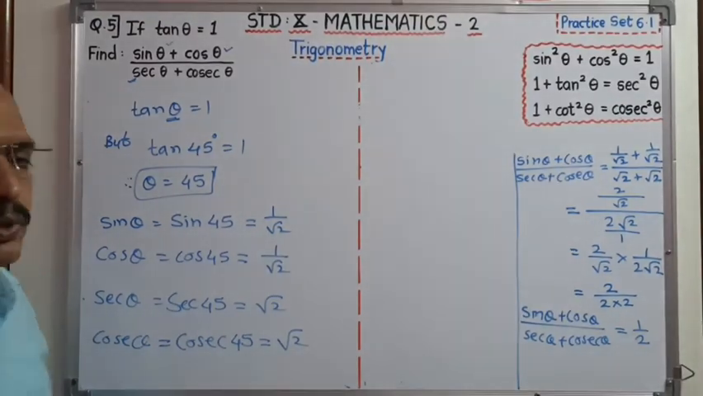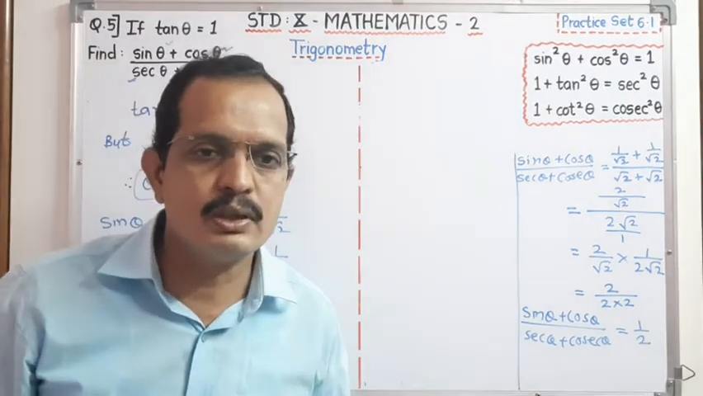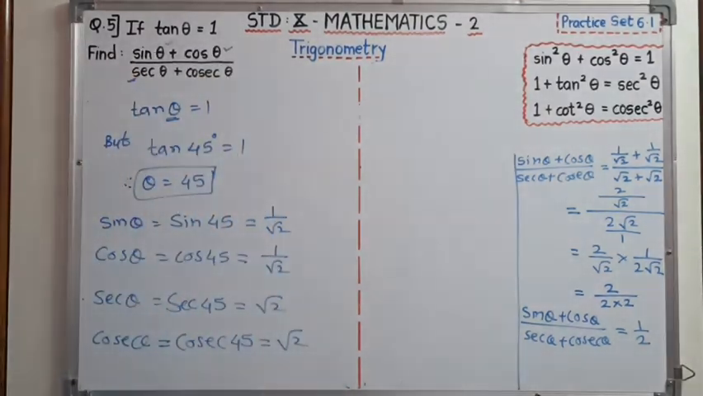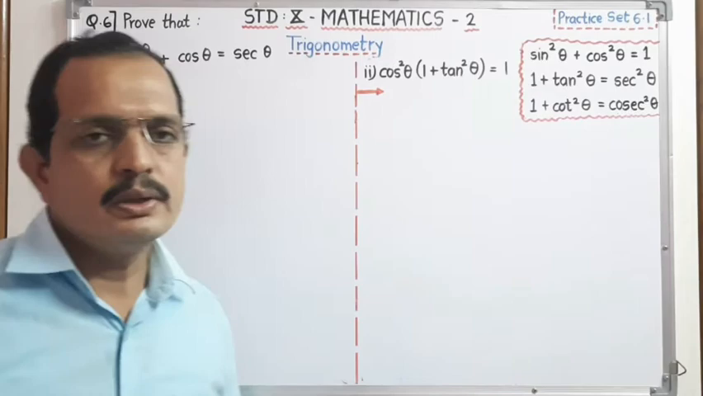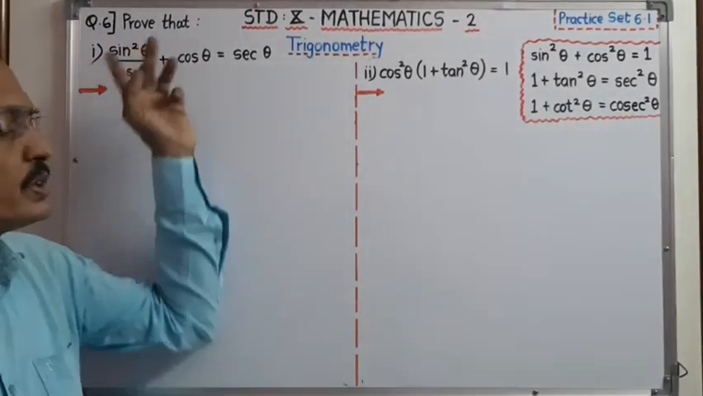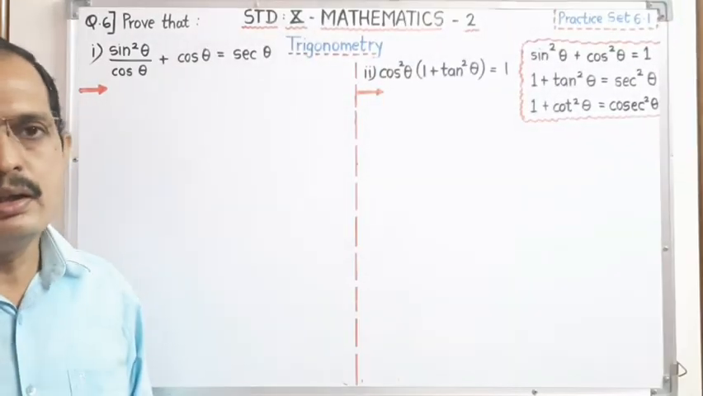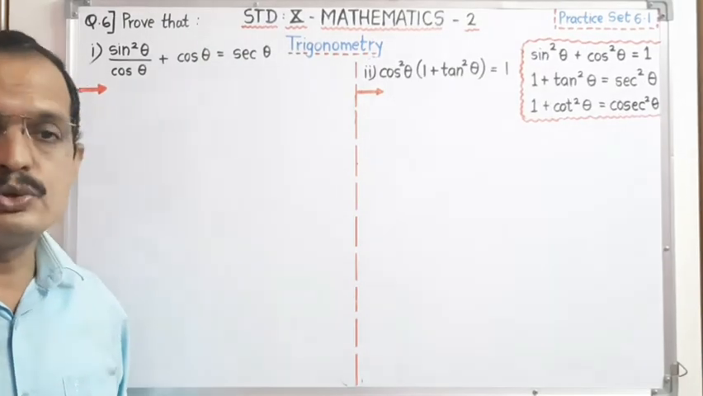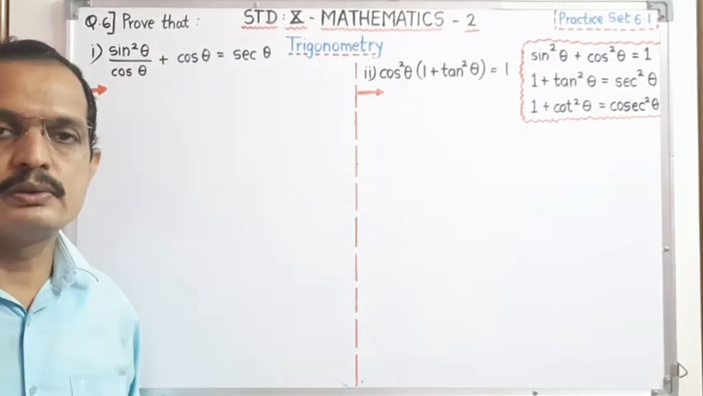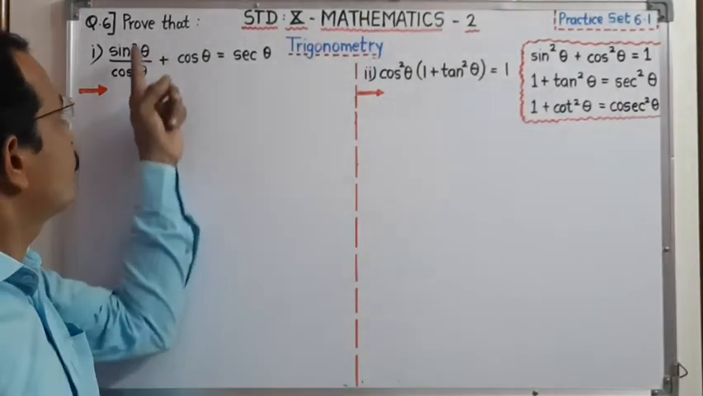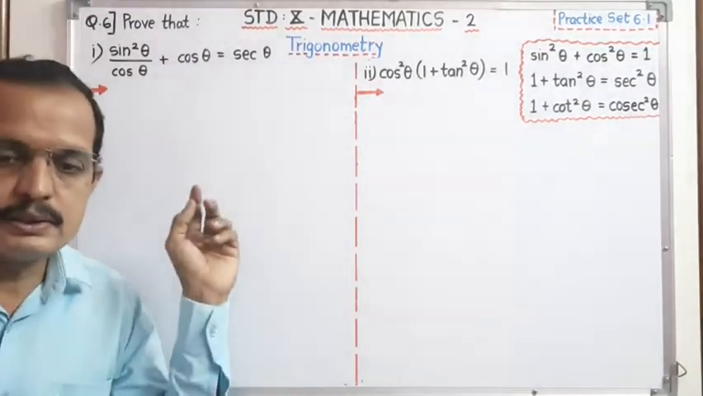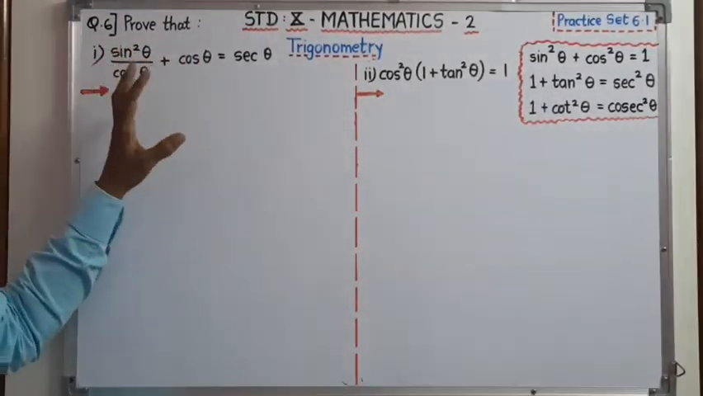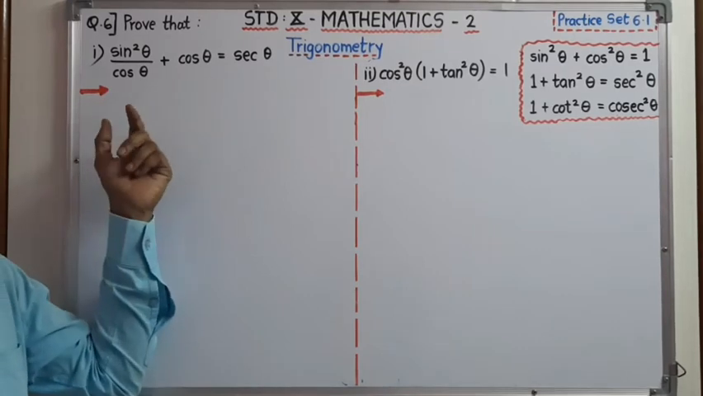Now dear student, we have to start with question number 6. Till now we found the values of trigonometric ratios, but now we have to prove identities. See dear student, in question number 6, the first sub-question is there.